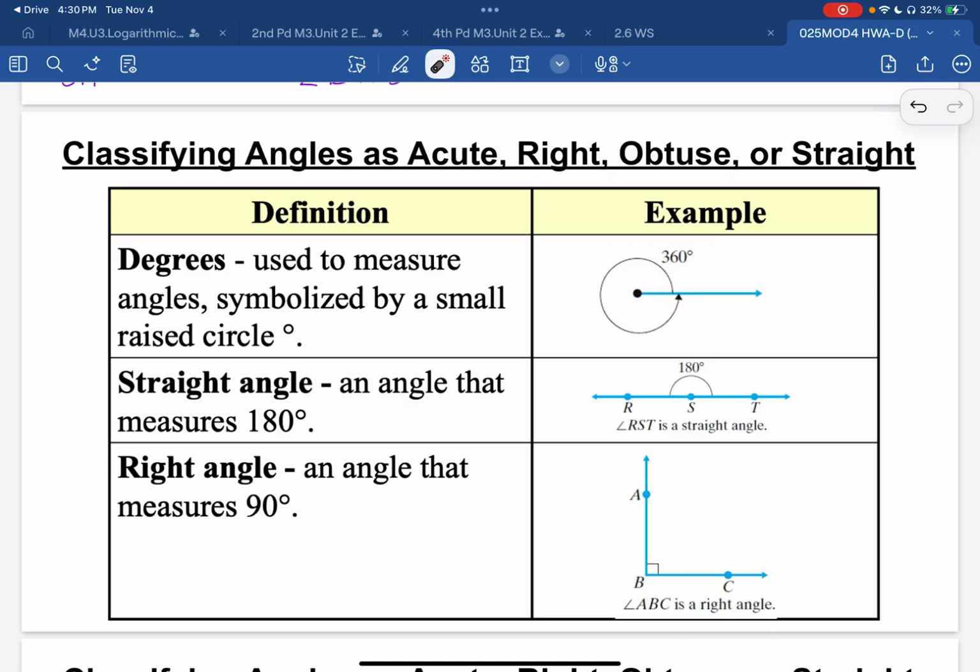So an angle is the amount of rotation. So if we know all the way around is 360, well, if I start here and I only go halfway, that's 180 degrees. So a straight angle makes a straight line, and that's 180 degrees because it's halfway to 360. A right angle is 90 degrees because it is a quarter of the way.